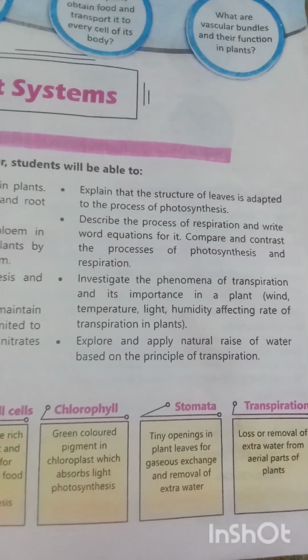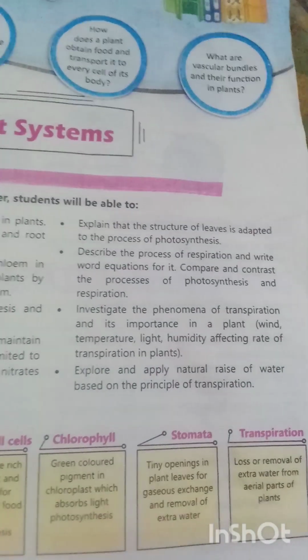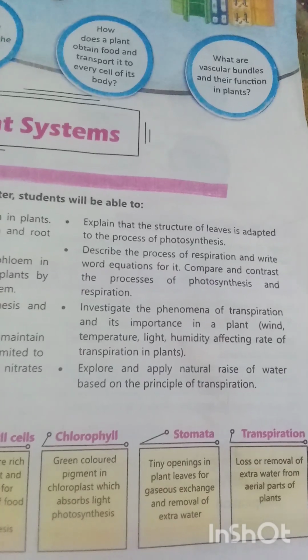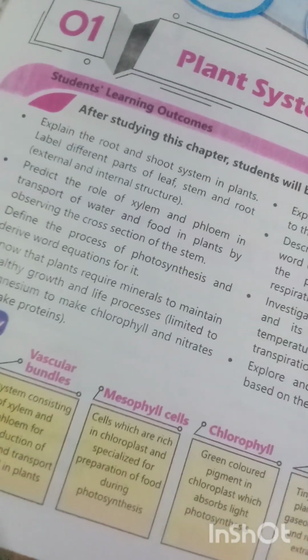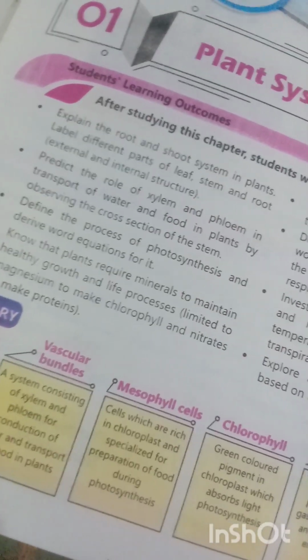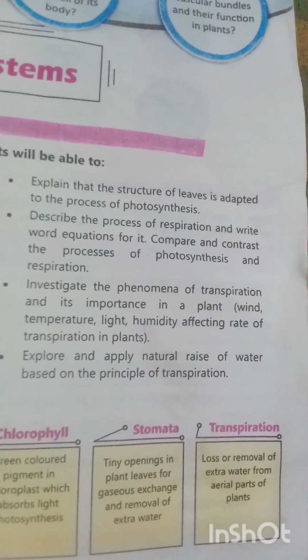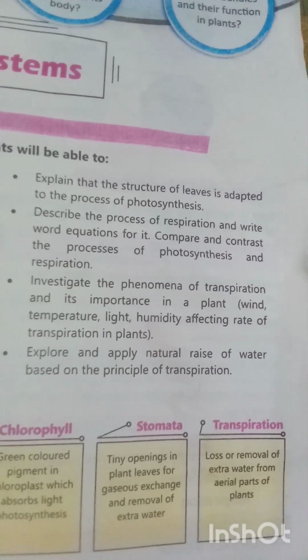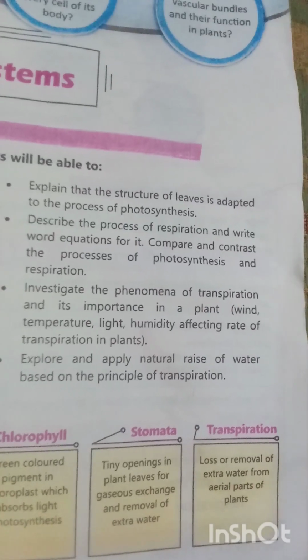Describe the process of respiration and write the word equation for it. Compare and contrast the process of photosynthesis and respiration. Define the process of photosynthesis and derive the word equation for it. Investigate the phenomenon of transpiration and its importance in a plant, and how wind, temperature, light and humidity affect the rate of transpiration in plants.